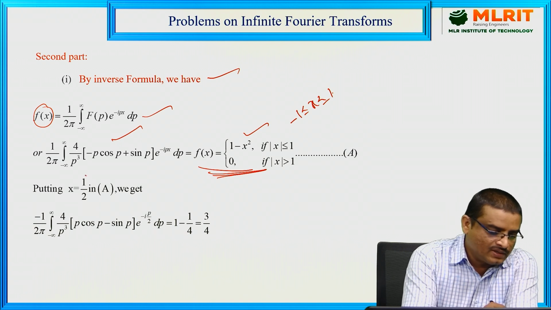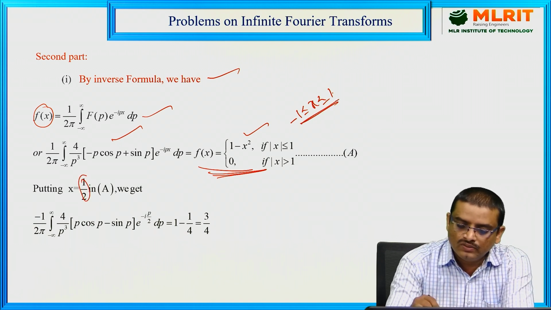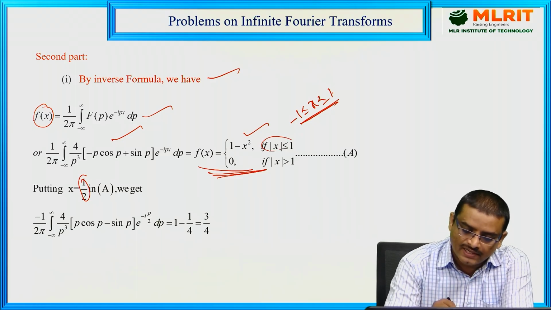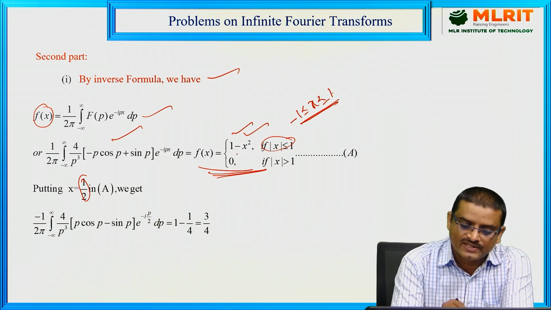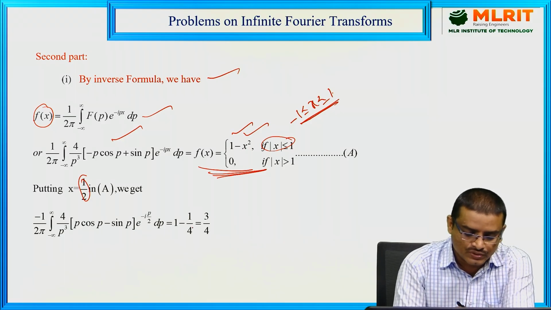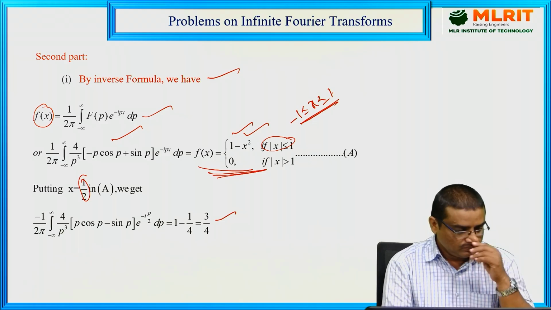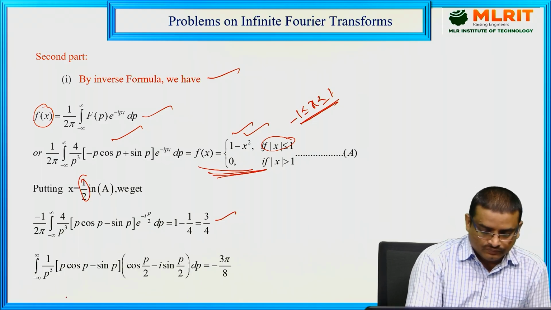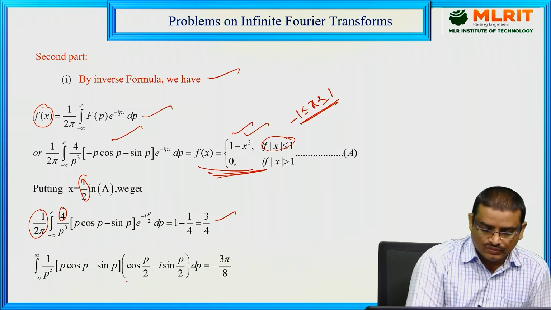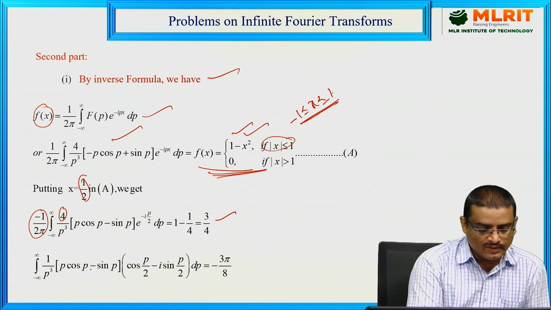But whatever value we have taken for x, x is equal to 1 by 2, that 1 by 2 lies in this condition, satisfies this condition. For this condition, the function f of x has been given as 1 minus x square. So 1 minus x square, 1 by 2 whole square, that is 1 by 4. You will get that value equal to 3 by 4. Now simplify this. You send this and you send the constant to this side. Simplify this, you will get 1 by p cube into p cos p minus p.